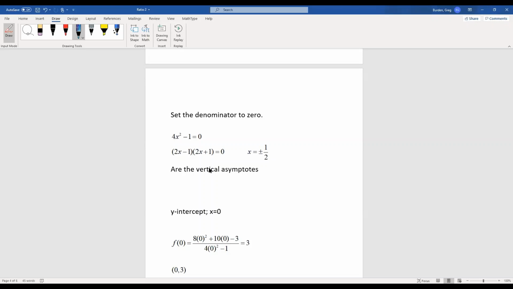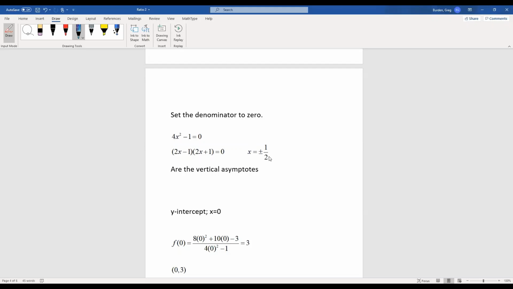The vertical asymptotes you get by setting the denominator to zero. If the denominator is zero, then we're dividing by zero, which is impossible. So the vertical asymptotes are actually going to break up the graph, and the graph cannot cross the vertical asymptotes. So you set the denominator to zero. The denominator was 4x squared minus 1. We can factor that. That's what I did here. 2x minus 1 times 2x plus 1, right? Difference of squares. If you set 2x minus 1 to 0, then 2x equals 1. Divide by 2, you get 1/2. And similarly, you can get negative 1/2.